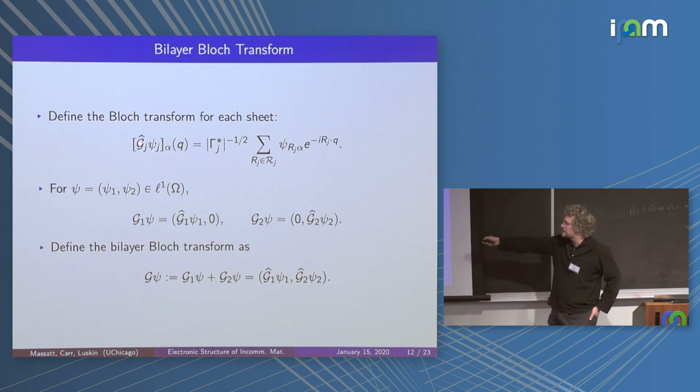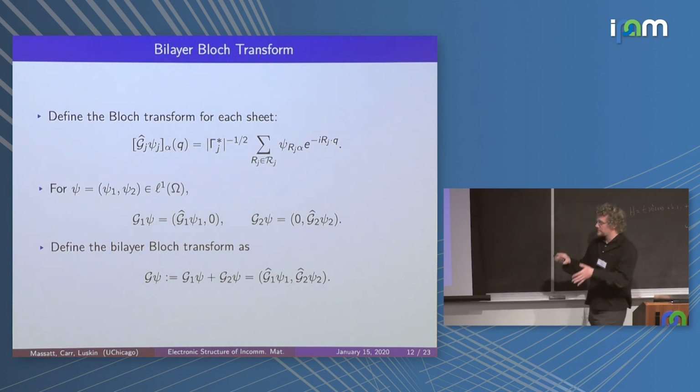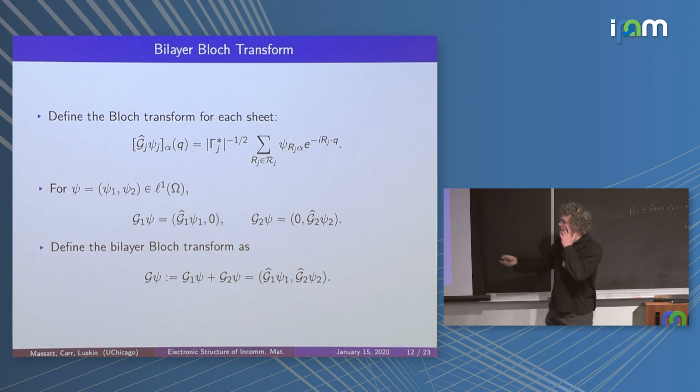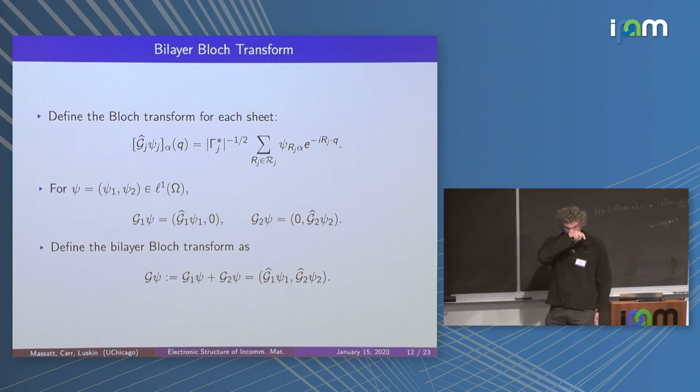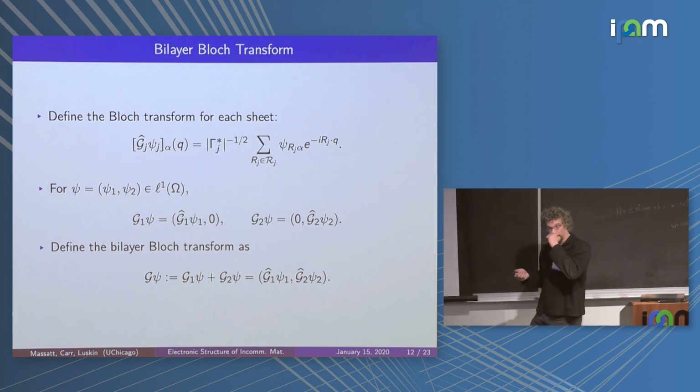So here, the hats are going to represent the Bloch transform just acting on one sheet. Because I want to write my vector as the part that lives on sheet 1 and the part on sheet 2, I just define G1 as acting on this whole guy, and it's only the component that corresponds to the Bloch transform of sheet 1. So I have the sheet 1 Bloch transform, sheet 2 Bloch transform. This G is now my new Bloch transform for the bilayers, where I'm going to build all the k.p models, the momentum space systems.